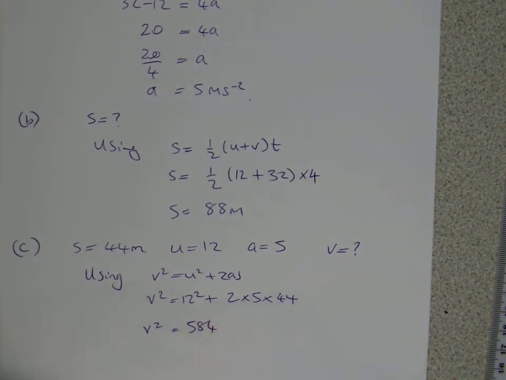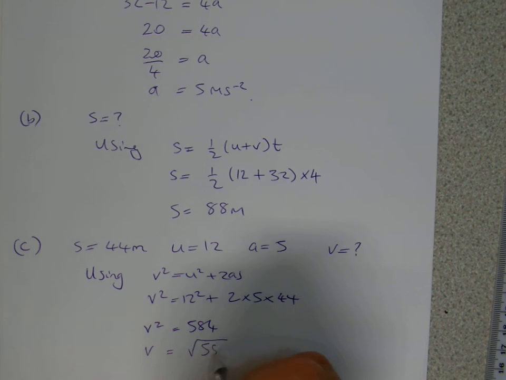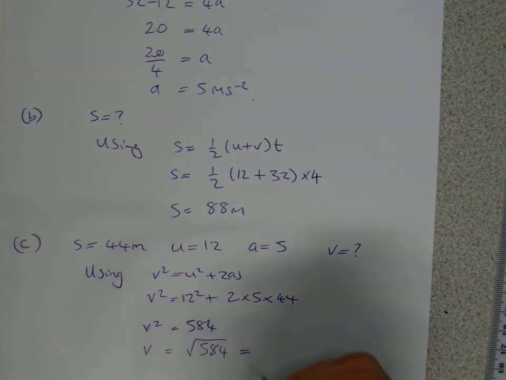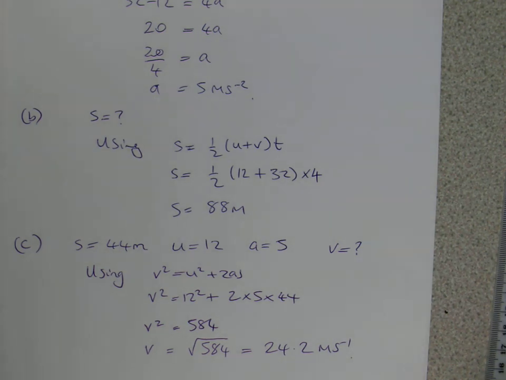And of course, to get v, then we need to square root 584. Okay, and remember the question said to 1 decimal place. So square root 584, I get 24.2 meters per second for the velocity at the halfway point.